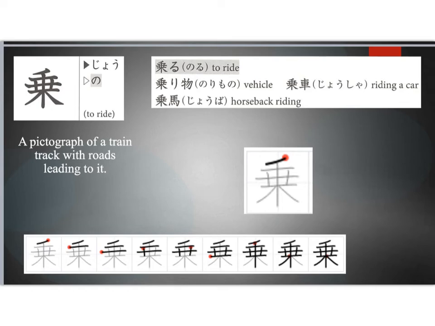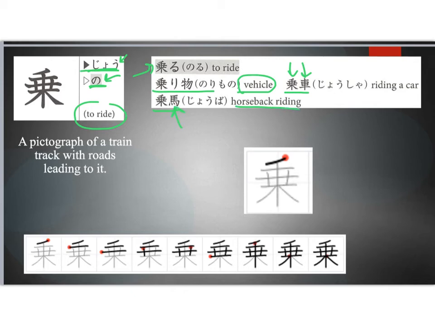This is the kanji for to ride. So of course it's read no plus ru. Also the onyomi is jo. So this is the kunyomi, this is the onyomi. So you have noru. Norimono is a vehicle or something you ride in. Also then you have josha, literally riding in a car. And then you have something like jouba, which is horseback riding.